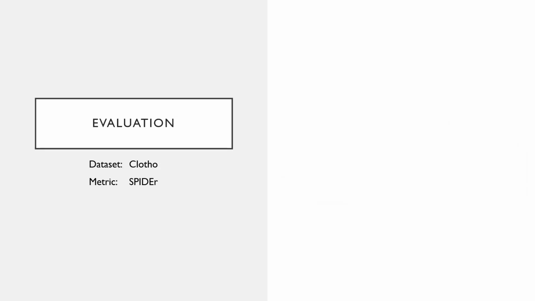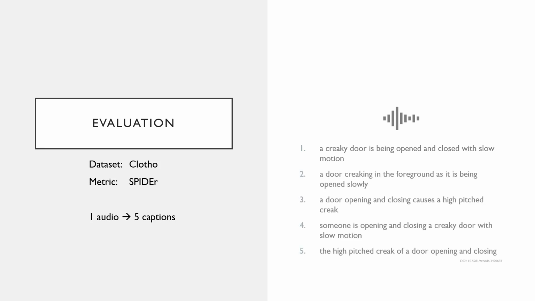We evaluate our approach on the Clotho dataset that some of you might know from the DCASE challenge, task 6. We also adopt the metric from this task, the SPIDEr score. In this dataset, each audio file is associated with 5 ground truth captions. For example, a creaky door is being opened and closed with slow motion, or a door opening and closing causes a high-pitched creak.